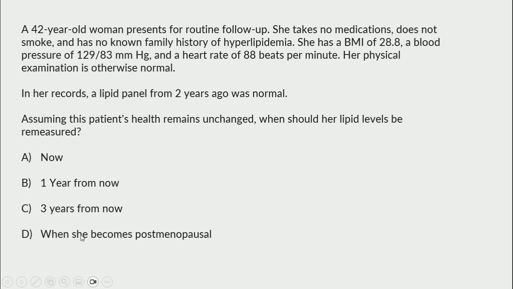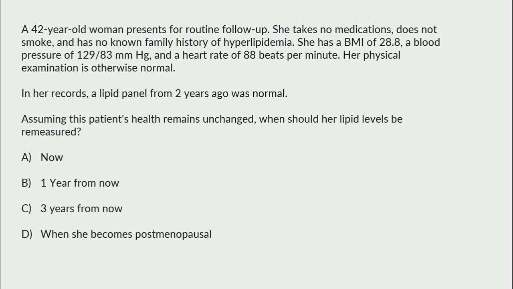Let's do a question. A 42-year-old woman presents for routine follow-up. She takes no medication, she does not smoke, and has no known family history of hyperlipidemia. BMI of 28.8, blood pressure 129 over 83, heart rate is 88. Physical examination is normal. Her lipid panel from 2 years ago was normal. Assuming this patient's health remains unchanged, when should her lipid levels be measured? It should be now, 1 year from now, 3 years from now, or when she becomes postmenopausal.